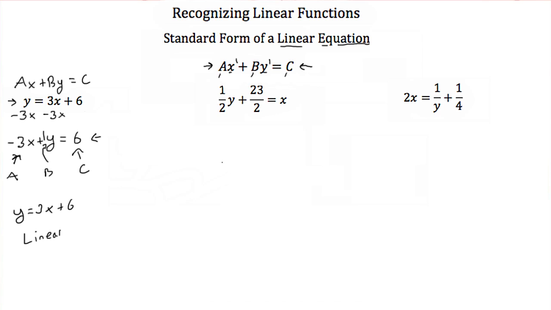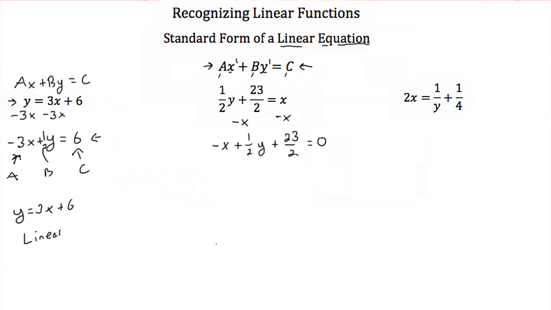Let's look at our next example. 1/2 y plus 23 halves is equal to x. Again, we want to try to fit it to our standard form, and in our standard form, x and y are on the same side of the equal sign. So I'm going to subtract x from both sides, and I'm going to end up with negative x plus 1/2 y plus 23 halves is equal to 0.